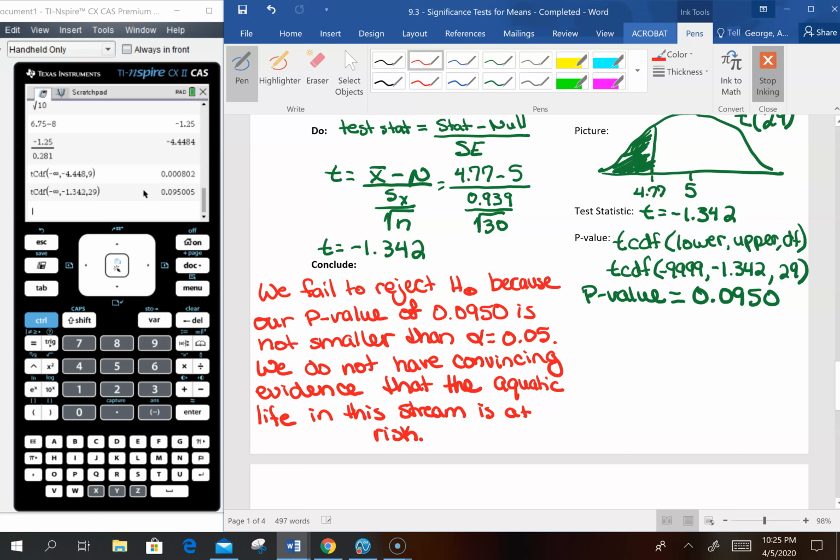All right, cool. So that was another one-sided test. We shaded to the left because our alternate hypothesis was a less than. If our alternate hypothesis is greater than, then we're going to be shading to the right. So that, like I said, was a one-sided hypothesis. And so for this last one, we're going to be dealing with the two-sided.